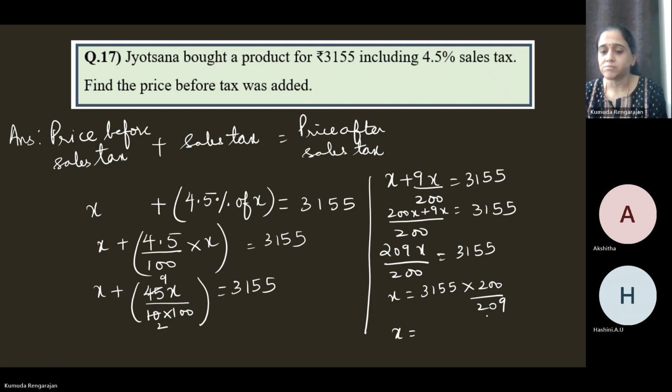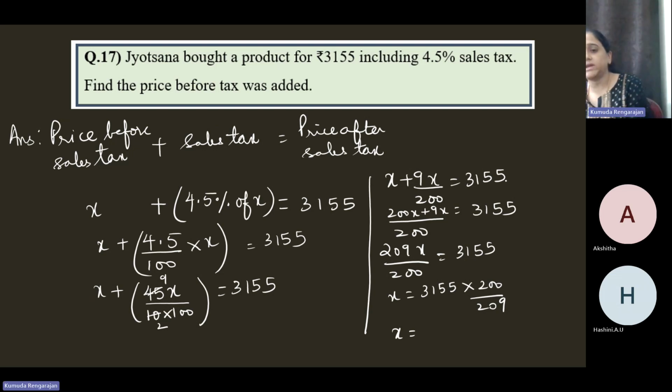Check 7, tables of 7, 14, no. Then 11, 13, 17. One minute. 209 in the tables of 11 is 19, so 209 divided by 19 is 11. So 3155 divided by 19, no. That's it. Then it's not possible.